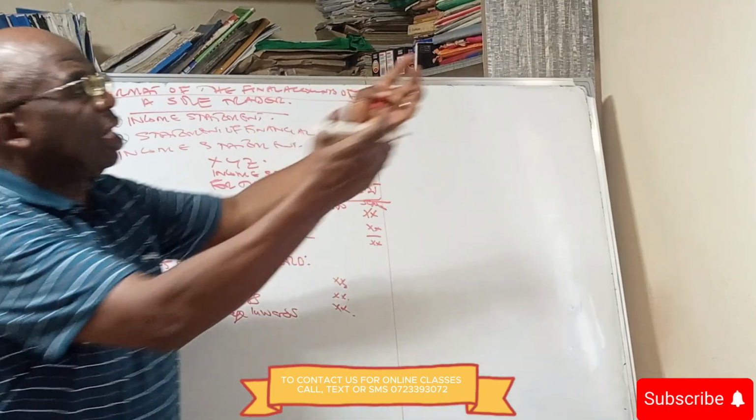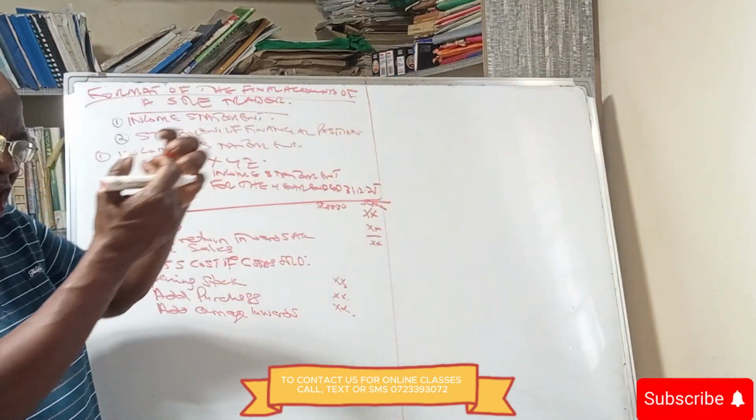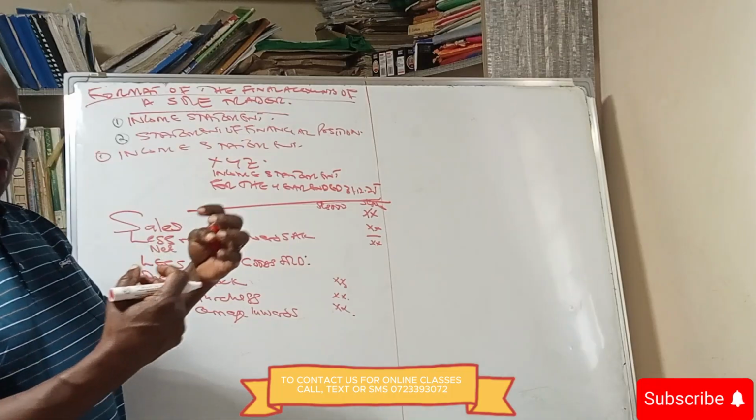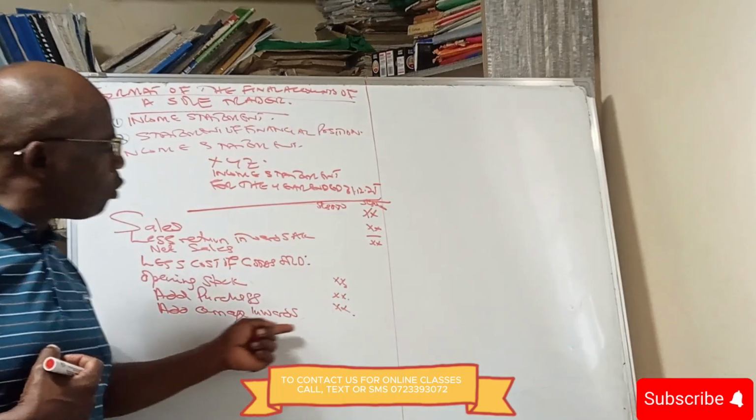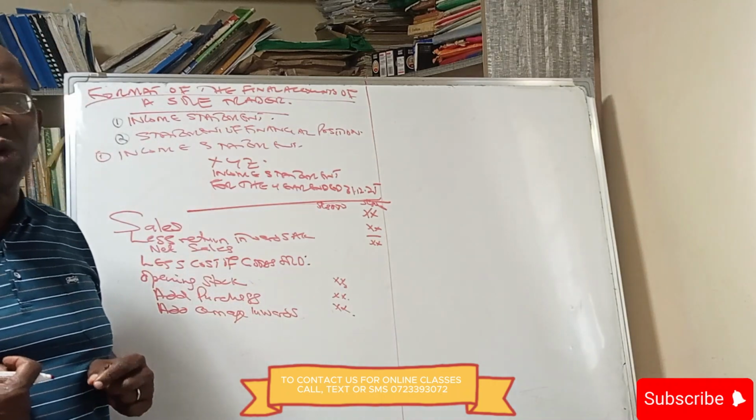One of them is called carriage inwards. As we carry inventory into the firm, it is called carriage inwards, and it is part of the cost of goods sold.